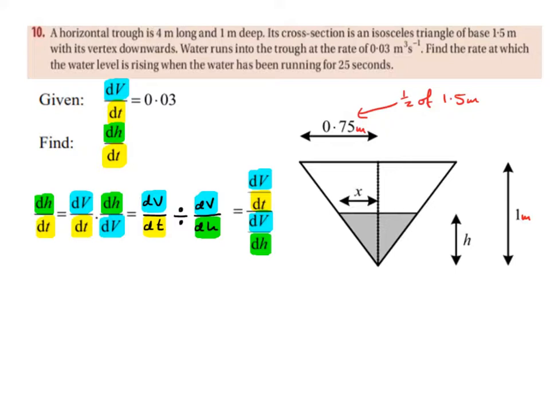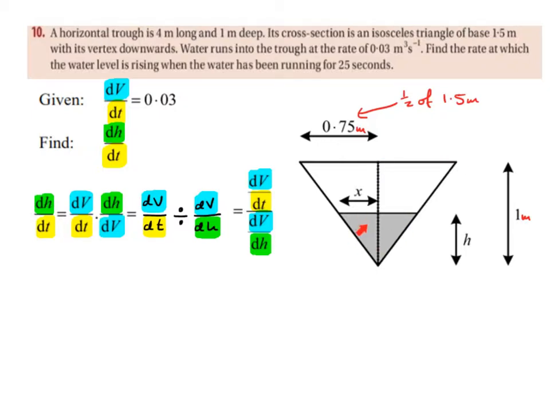So it's best to draw out a picture. So here we have an isosceles triangle with its vertex pointed downwards. It's isosceles, which means that it has two equal sides, two equal lengths, and then two equal angles. So the base of the triangle, which is along here, is 1.5 meters long, and half of 1.5 meters is 0.75 meters. So from here to here is 0.75 meters, and from here to here is 0.75 meters.